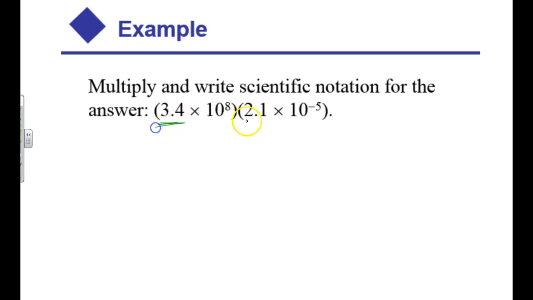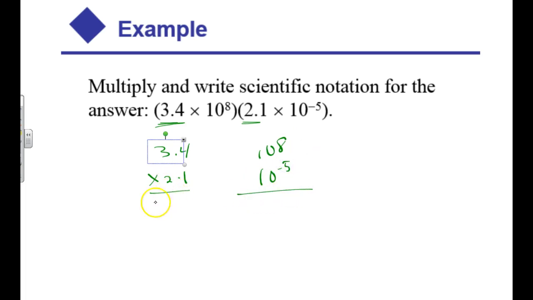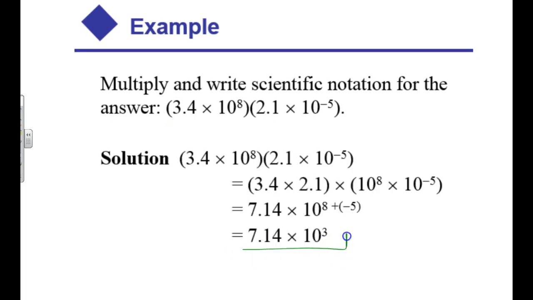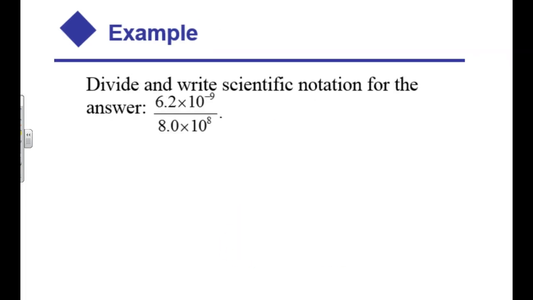If you're going to multiply, we can just break this up and make this 3 times 4 times 2 times 1, and then 10 to the 8th and 10 to the negative 5th. So let's do this separately. So this is 7.14 times 10. I'm going to rewrite the base and add the exponent. Final answer. And last example, I can divide 6.2 divided by 8 is about 0.775. And then I'm going to go times 10 to the, well, I'm going to rewrite the base and subtract.